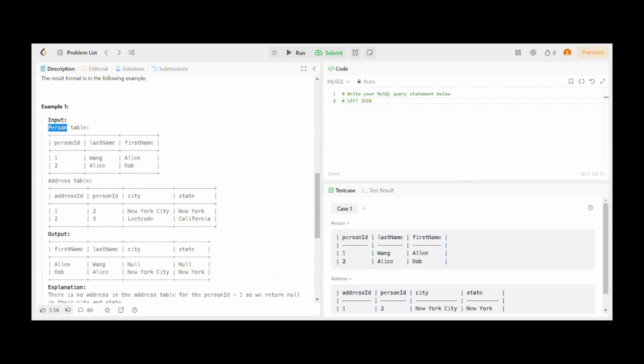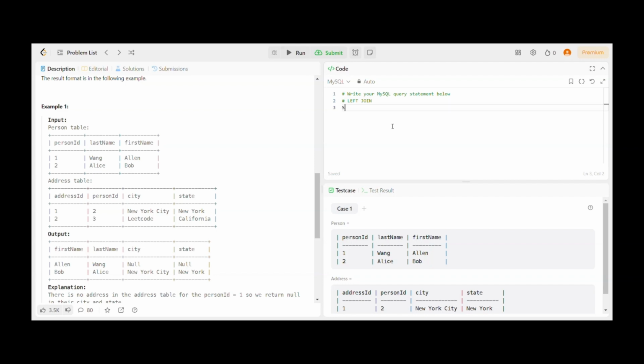Our left table is the person table, and the right table is address. So it will return all the rows that are present in the left table, that is 1 and 2 for the person ID. Now it will go and find the matching values of the person ID that is present over here. If the ID is not found in the right table, then the value is set to null automatically using the left join. This is the main concept of the left join that needs to be used here. So we are going to use this, so let's go to our query and write the solution for the same.